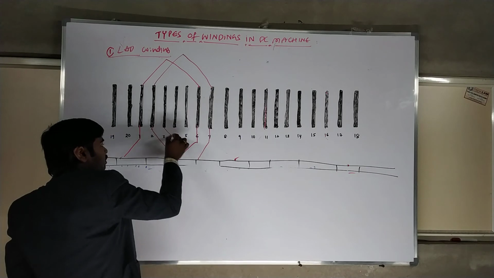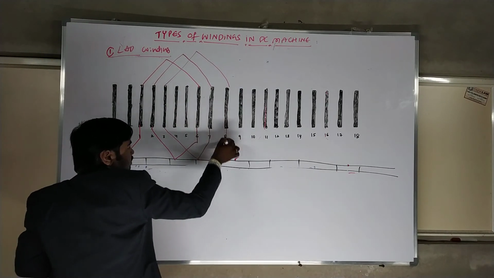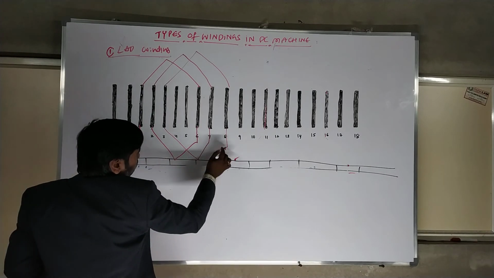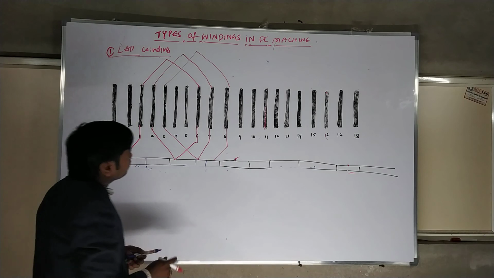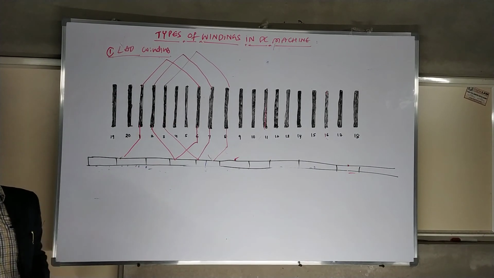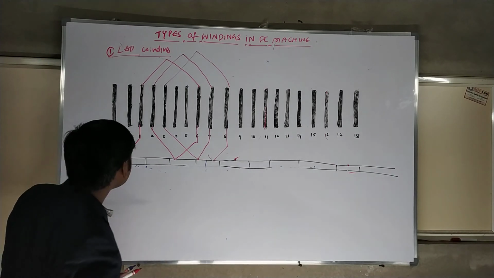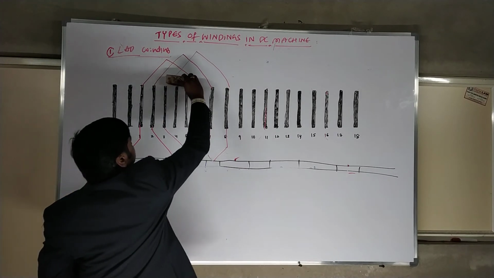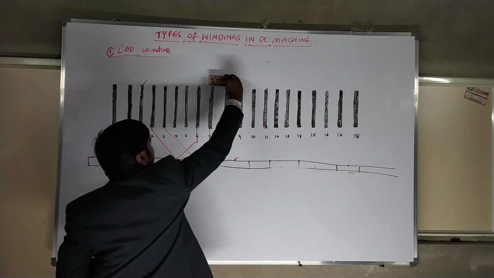If I continue, I'll continue to understand very clearly. So this is a winding. This goes to a different commutator segment, like this. This winding is called a wave winding. So lap winding, I think I'm clear. To reduce confusion, I should draw once again for those who are not clear.